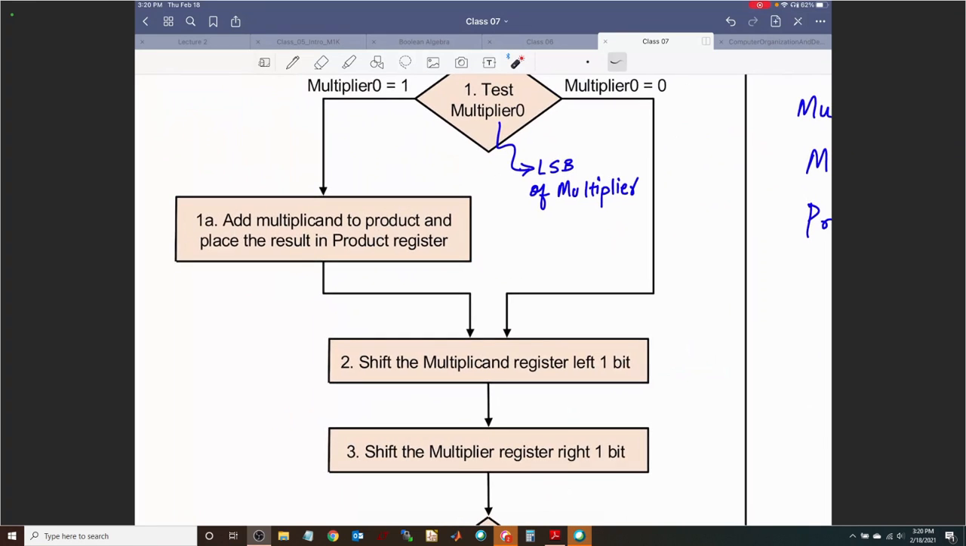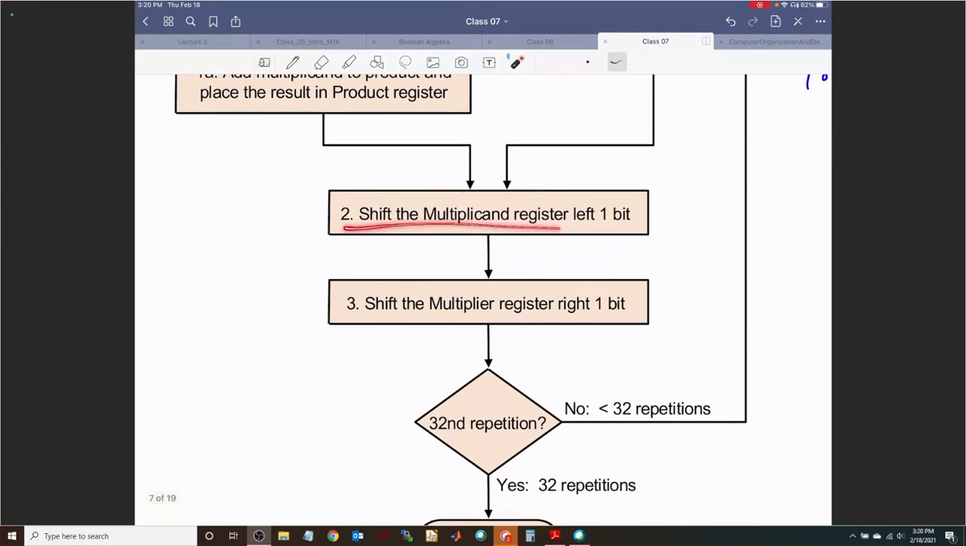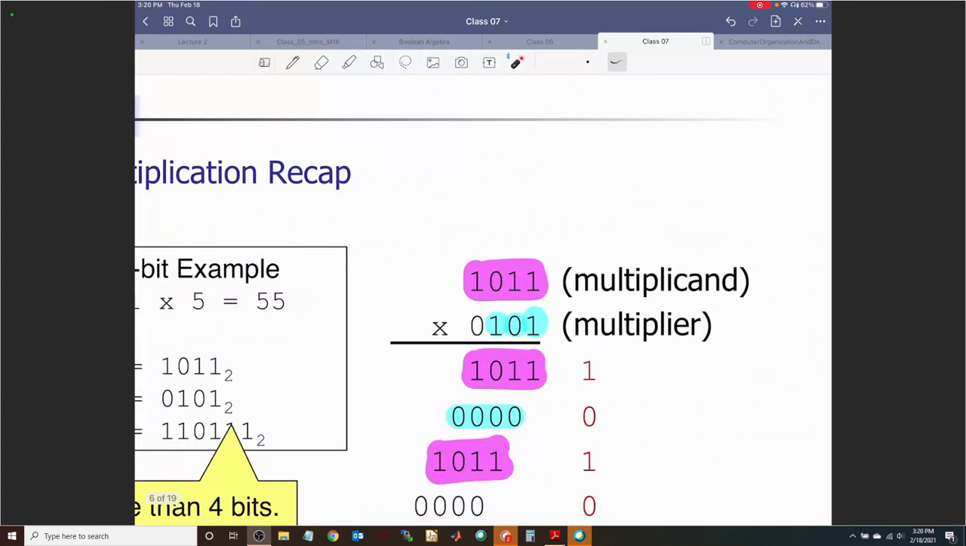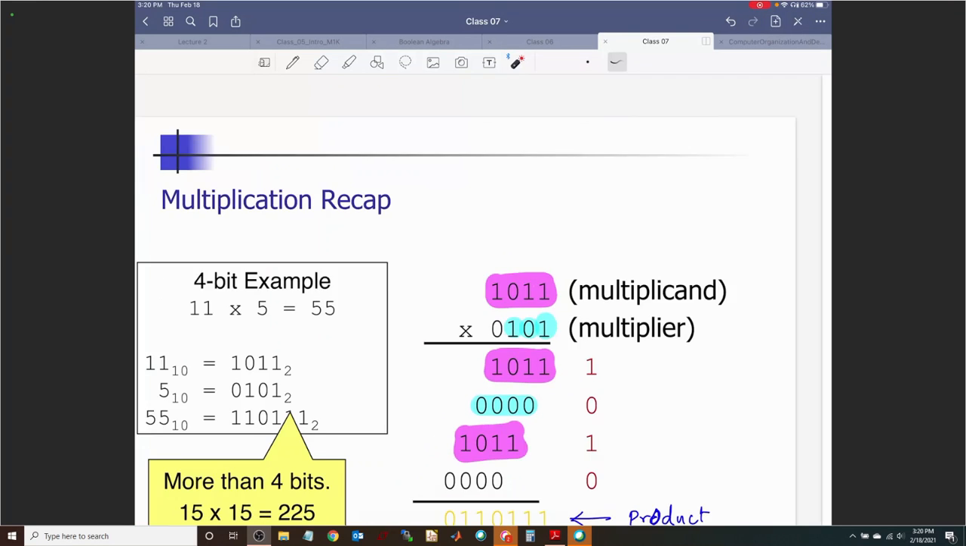Let's take a look. So you add when you have that as 1. You don't add when it is a 0. You just shift. So the second step in this multiplication procedure was what? Shift the multiplicand register left by 1 bit. That means that as you are moving this left, you are essentially moving this left, left, left, right? Because if there is a 1 at a higher place in the multiplier, you would need to move things left first and then add it to the product register.